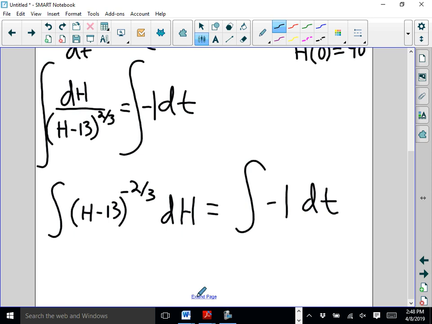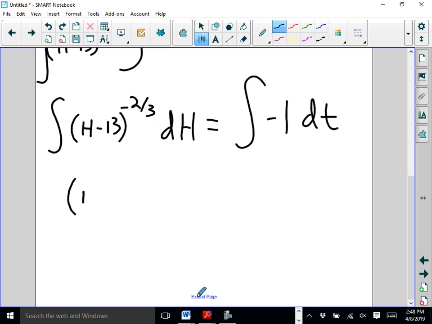So executing this antiderivative here, I'm going to bump the power up by 1. -2/3 plus 1 is the same as -2/3 plus 3/3, which gives me a power of 1/3. Then I've got to divide by 1/3. Dividing by 1/3 is the same as multiplying by 3. There's my bump and divide. And again, just ask yourself, would that derivative give us h minus 13 to the -2/3? Well, 1/3 times 3 would make 1, h minus 13 to the -2/3 times the derivative of the inside, which is just 1. So yes, that works as our antiderivative. That's probably the hardest part of this whole thing.